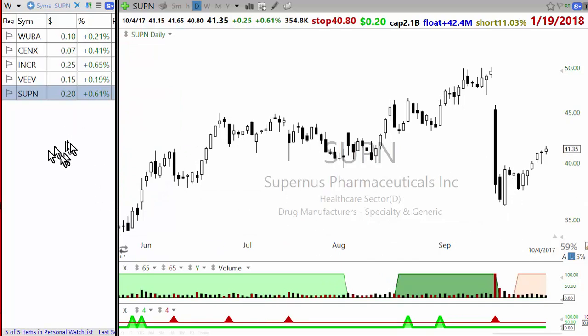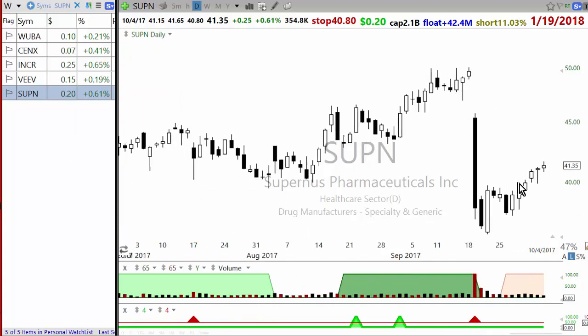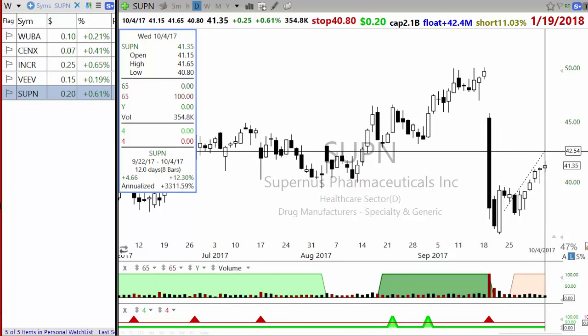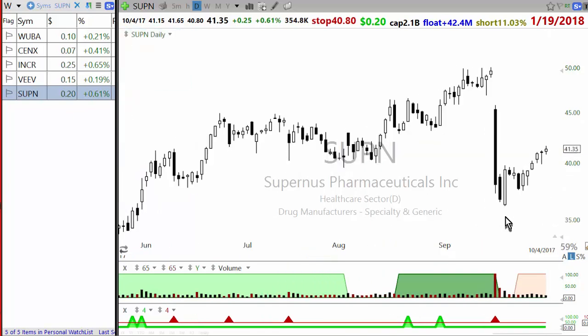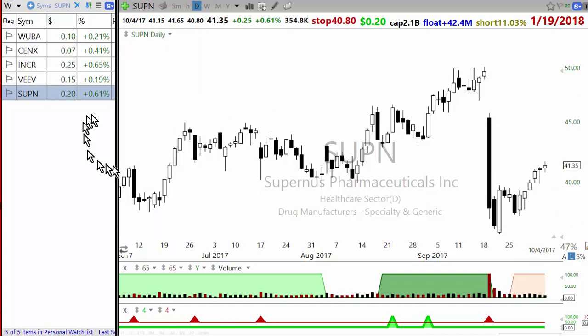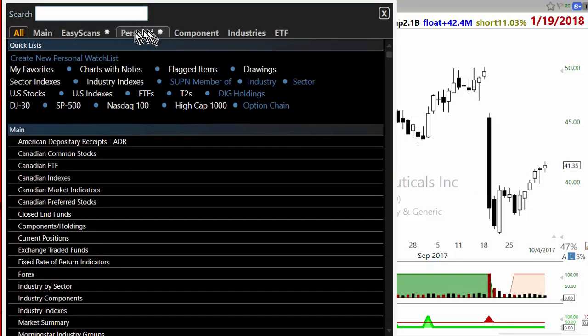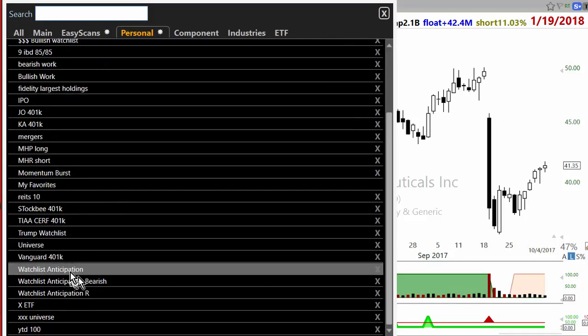So those are some of the short ideas which I'm watching. This is the kind of thing I like to look at in a short, if it works. These are good patterns for shorting. So I have 5 stocks on watch for shorts.